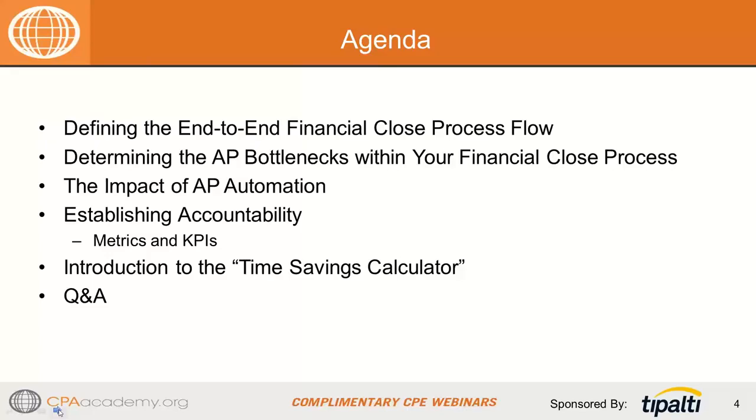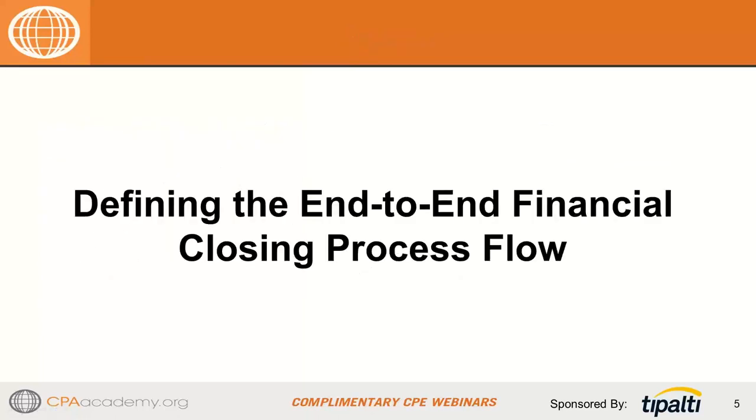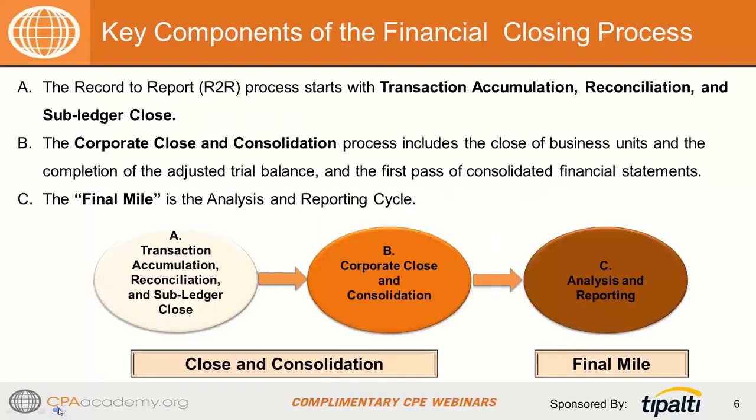And then we'll take a look at the time savings calculator that I mentioned in our learning objectives. All right, so the end-to-end financial closing process flow can be somewhat daunting, but here's a simple way of looking at it. It starts with the transaction accumulation, reconciliation, and subledger close, and moves to the corporate close and consolidation, where we're closing out the business units and the completion of the adjusted trial balance is done.